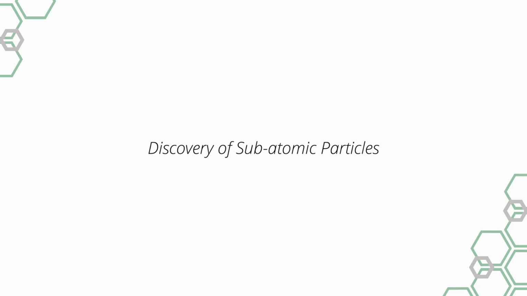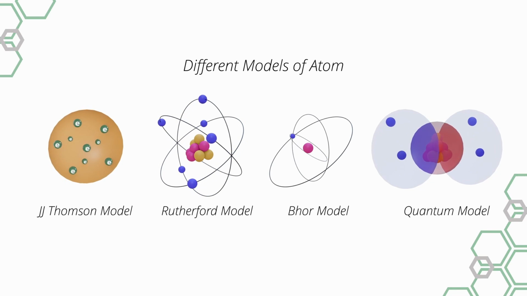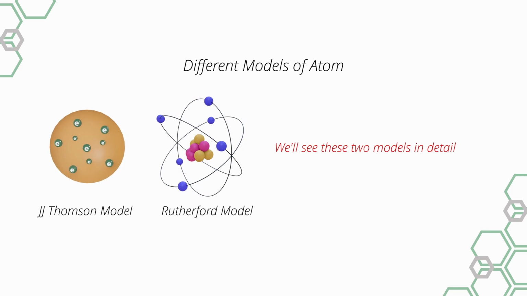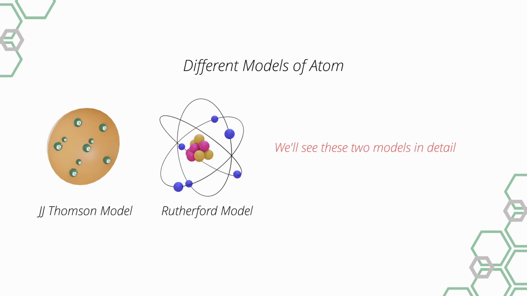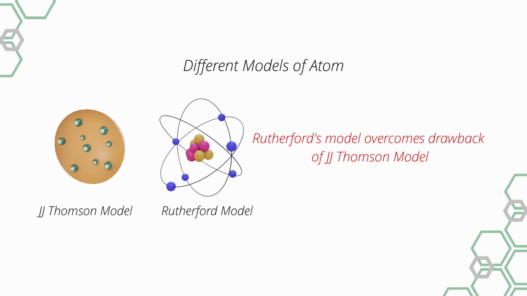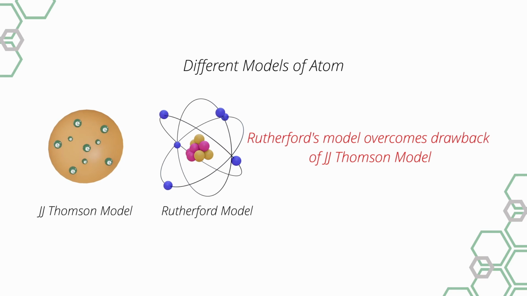Previously, we had seen how subatomic particles were discovered. In this video, we are going to see different models of atom, and we will also understand J.J. Thomson and Rutherford's atomic model in detail. And we'll also understand how Rutherford's atomic model overcame the drawbacks of J.J. Thomson atomic model.